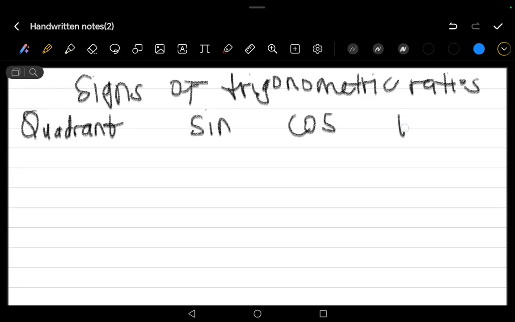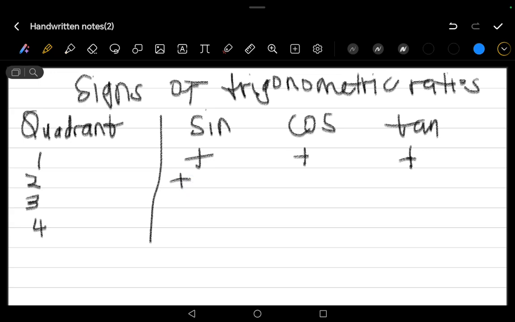Okay, so it's going to be first quadrant, second quadrant, third, and then fourth. So on the first quadrant, we said the sine is positive, the cos is also positive, and tan is also positive. Okay, and then on the second quadrant, we said only sine is positive. Remember, only sine is positive, but cos and tan are going to be negative on the second quadrant.